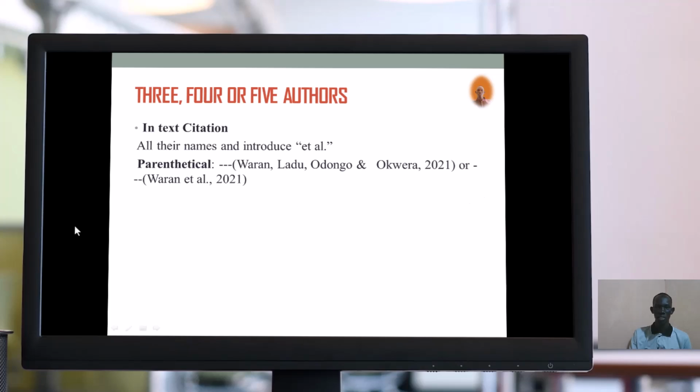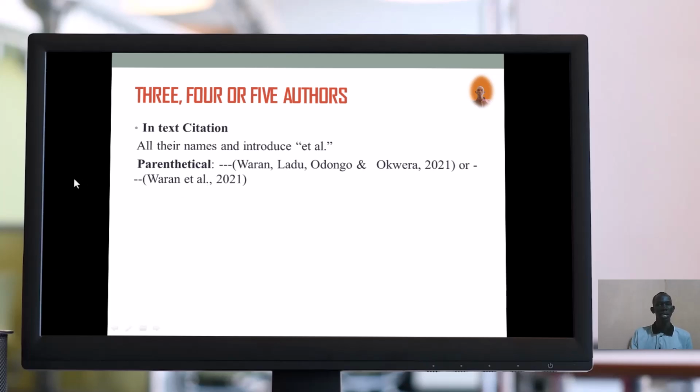Or we can use this. We can put the last name of the first author. Then we put the word et al. You put a dot, a comma, then you put the year of publication. You put them all in bracket. That is also very good.